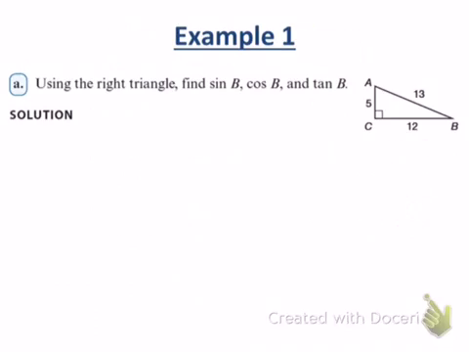All right? Using the right triangle that's given here, find the sine of B, the cosine of B, and the tangent of B. So in your notes, you need to draw this right triangle, or else what you're about to write will make absolutely no sense. Just draw the triangle. Make sure it's labeled correctly. Sit up straight, please.